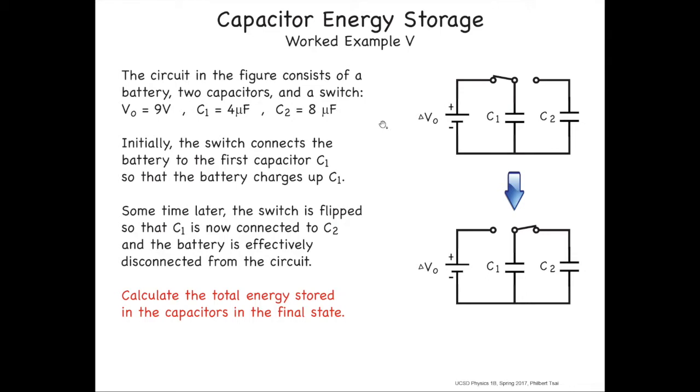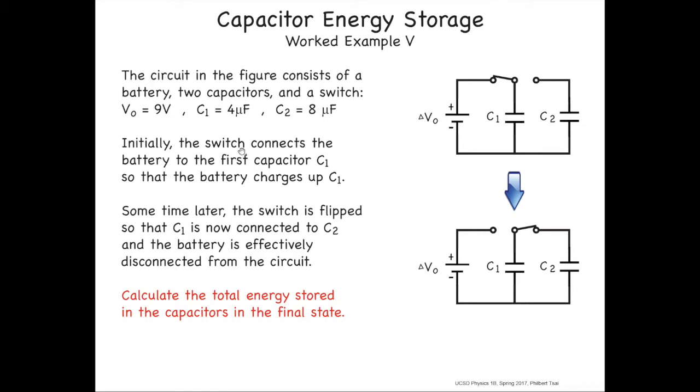So our example is a battery in a circuit with 2 capacitors, but with a switch that only allows the battery to be connected to the first capacitor, or when the switch is thrown, for the battery to be disconnected and the capacitors to be connected in parallel to each other.